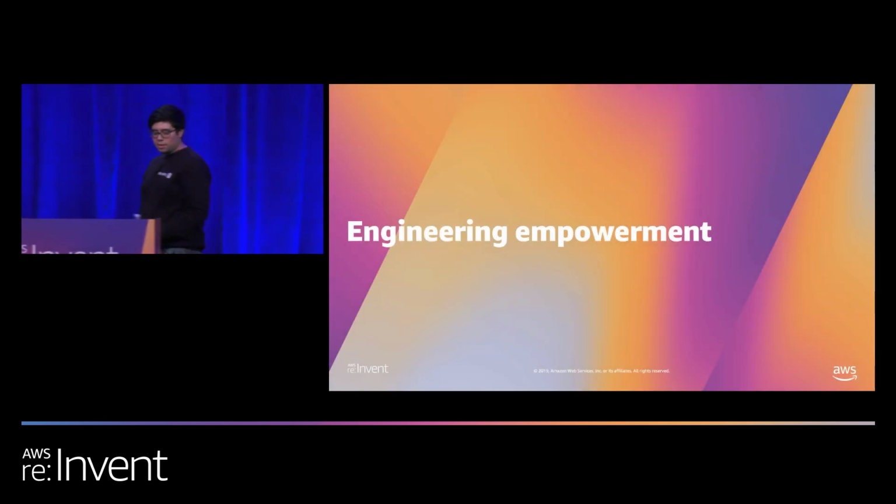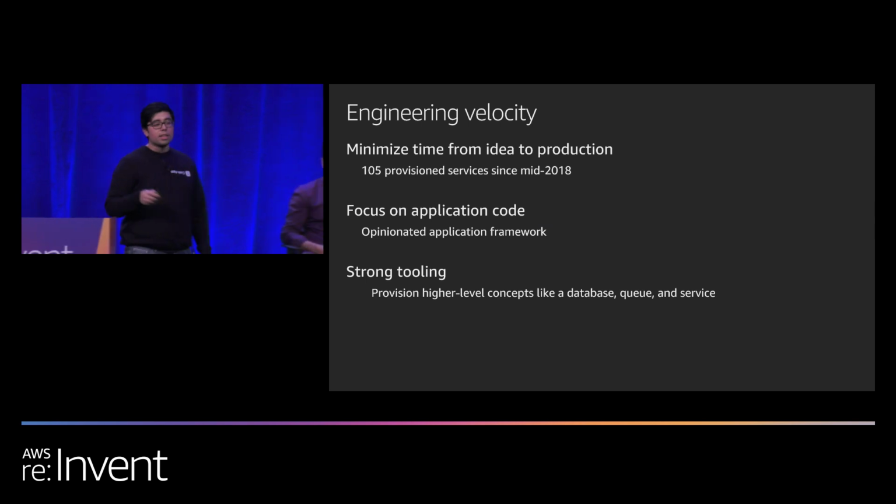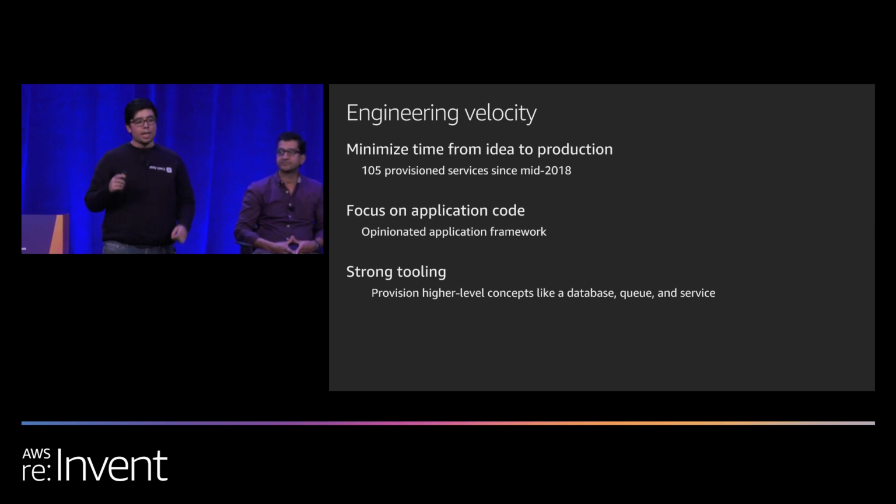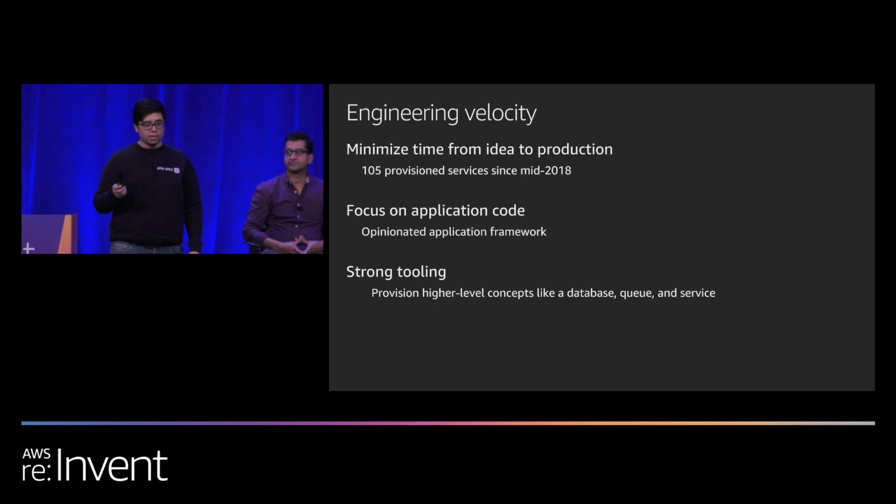Thanks, Jeff. The platform is empowering us to break apart our monolith and to move faster. In the last year alone, we saw an explosion of new services running in AWS. By removing friction, we encouraged more experimentation, making engineers the arbiters of their own velocity. We've provisioned over 105 services in the last year alone.